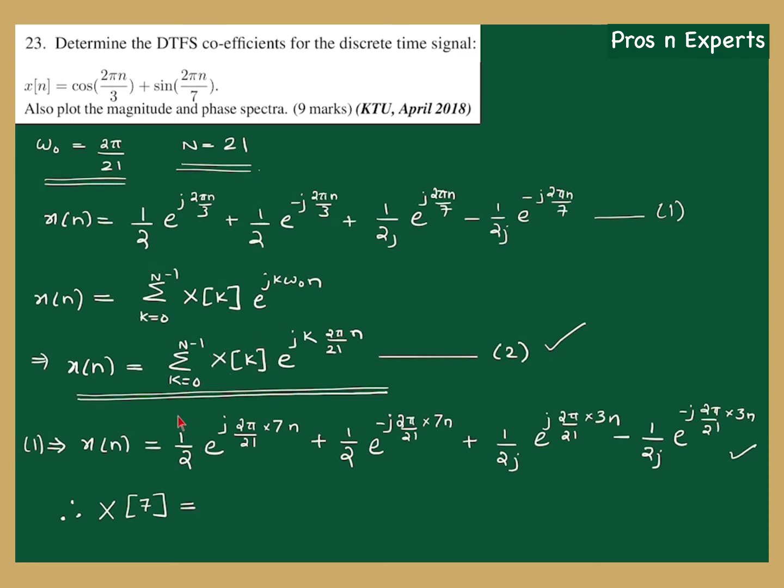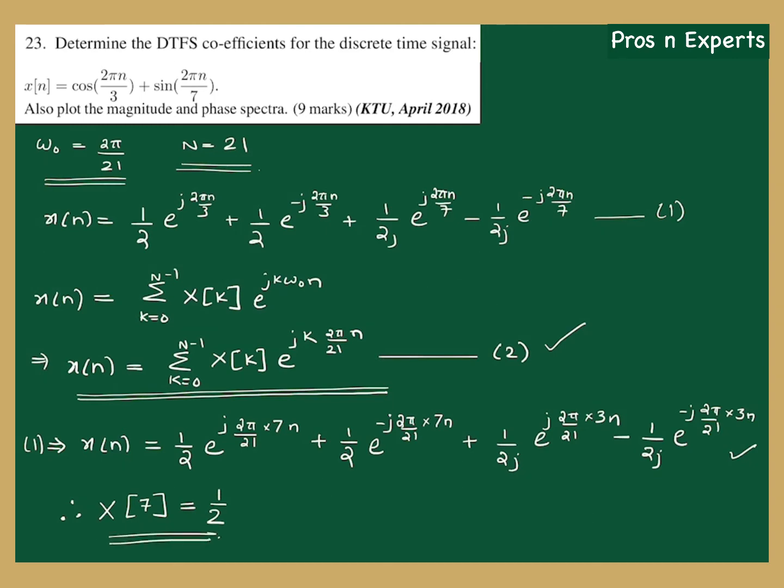So that should be x of k in this term also. Here this is the signal, its coefficient is 1 by 2. Here this is the signal, its coefficient is x of k. So x of k equal to 1 by 2, and k is already 7 we have got. So x of 7 equal to 1 by 2.